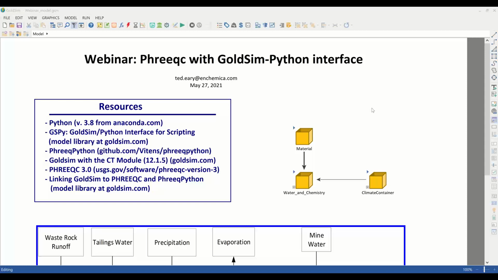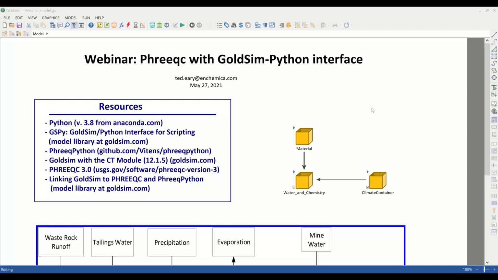Well, if you're at this webinar, thanks for attending. I take it you're interested in using Phreeqc and learning more about the Python interface. On this opening screen of this model, I've written down a few things that you need to consider if you want to take this route to modeling chemistry. First of all, it's probably obvious you need to have an installation of Python. I'm using version 3.8 from Anaconda.